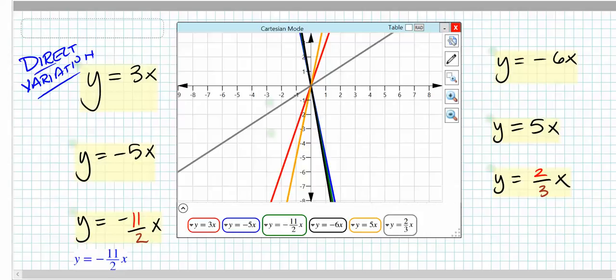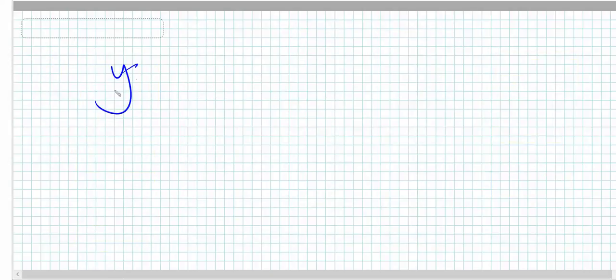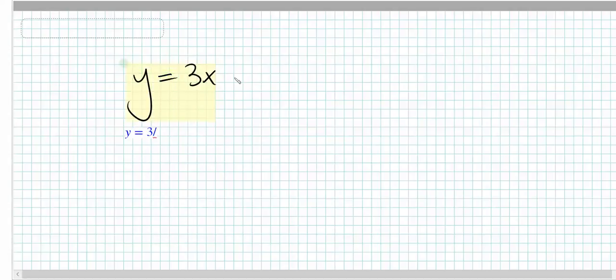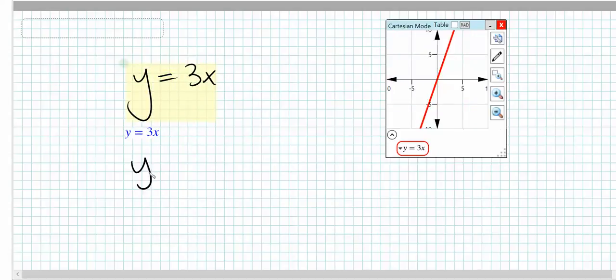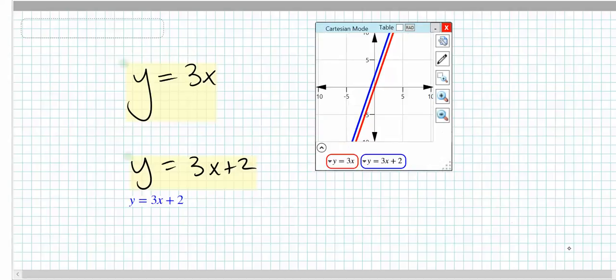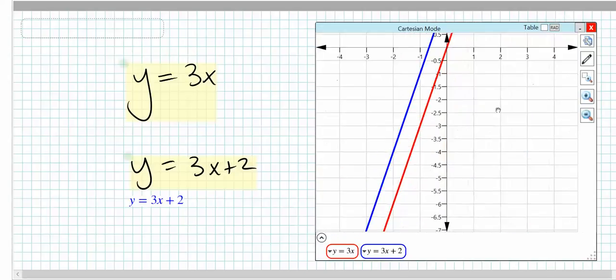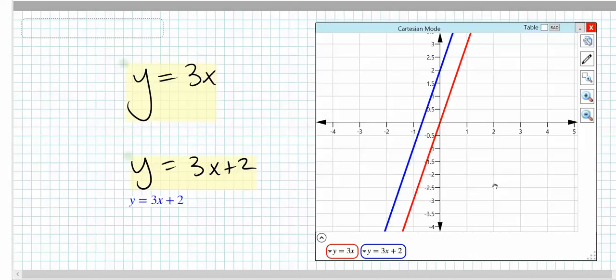Okay, so let's check this out. Let's go back to math mode. If I gave you y equals 3x, and put that on the graph, and I gave you y equals 3x plus 2, and put that one on there, which one of those represents direct variation? Y equals 3x. How come? It passes through the origin. Now what is the constant of variation? The 3. The constant of variation is the same thing as the what? As a slope. Yeah, it's the exact same thing as the slope.